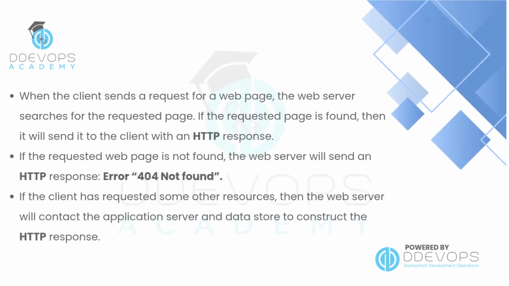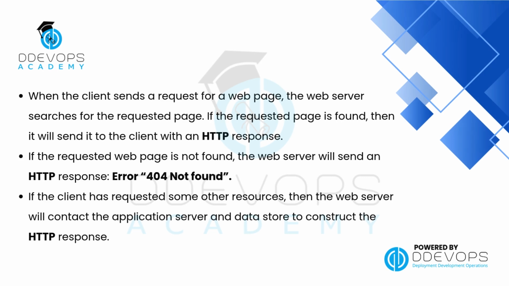When the client sends a request for a web page, the web server searches for the requested page. If the requested page is found, it will send it to the client with an HTTP response. If the requested web page is not found, the web server will send an HTTP response: Error 404 not found. If the client has requested some other resources, then the web server will contact the application server and data store to construct the HTTP response.